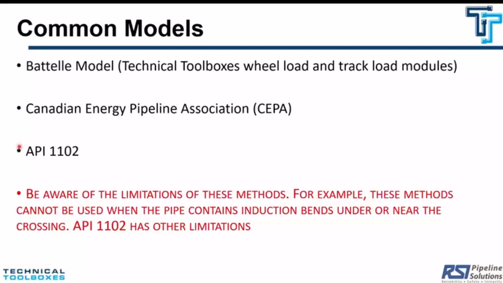It also depends on the configuration. For example, API 1102 has some limitations. The pipe has to be perpendicular or almost perpendicular to the road or to the train, whereas in CEPA, you don't have that restriction. On the other hand, API 1102 is for highway vehicles or train. If you have other types of vehicles like construction equipment or agricultural vehicles, then CEPA is probably better.